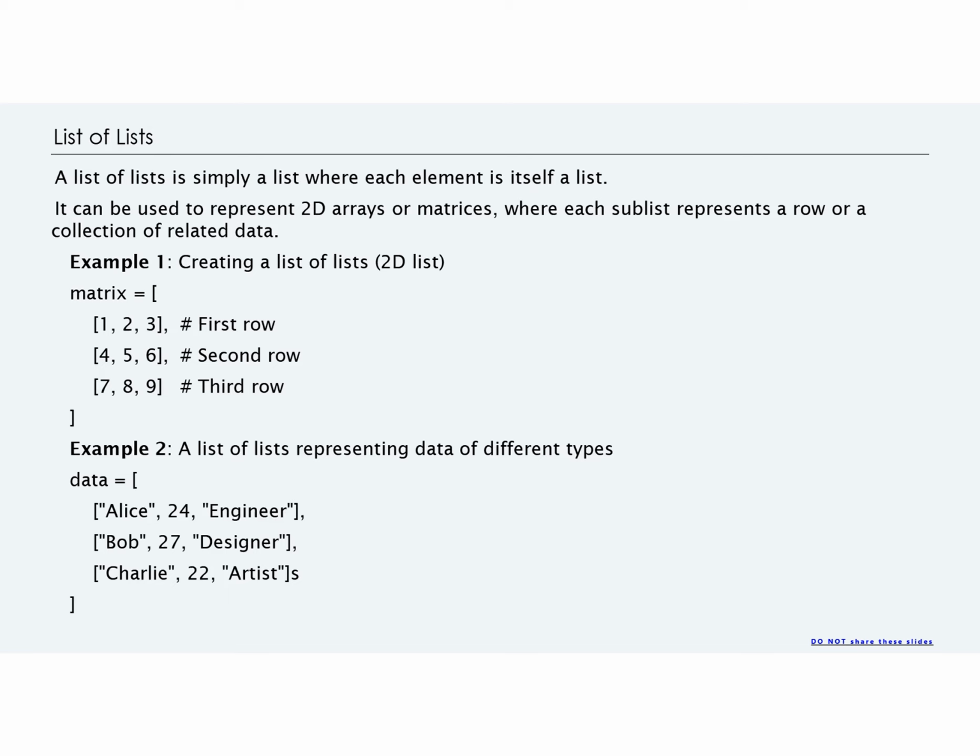Now let's see how lists of lists can store diverse types of data. Consider this list. Alice, 24, engineer, represents one person's details. Bobby, 27, designer, represents another person, etc. So you have a list of lists.